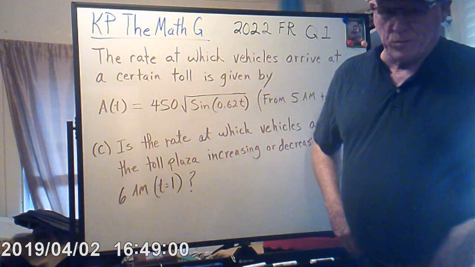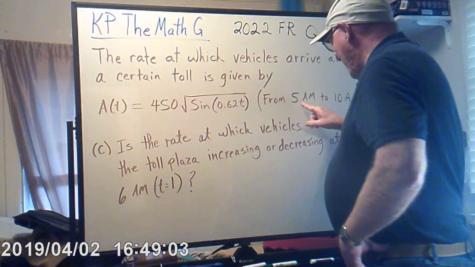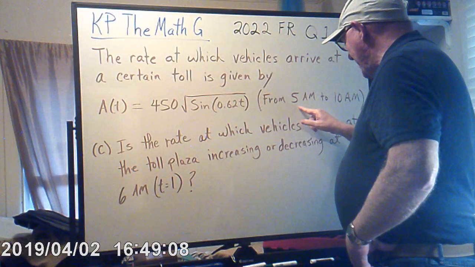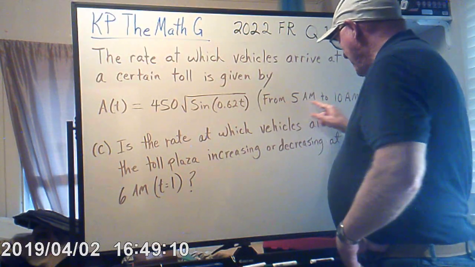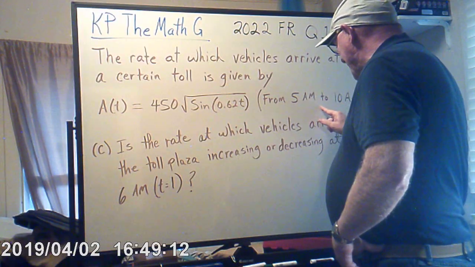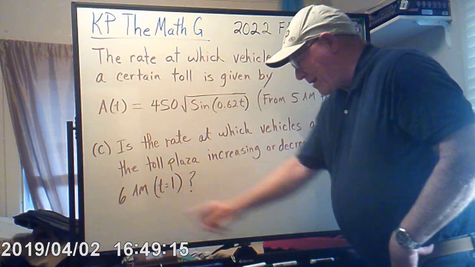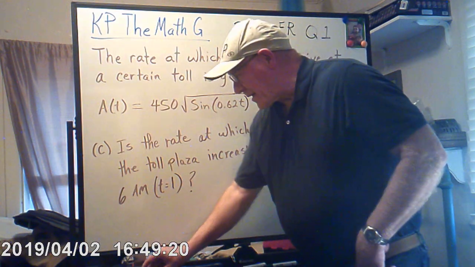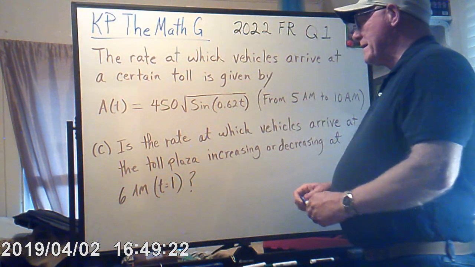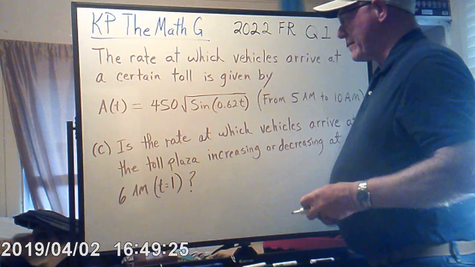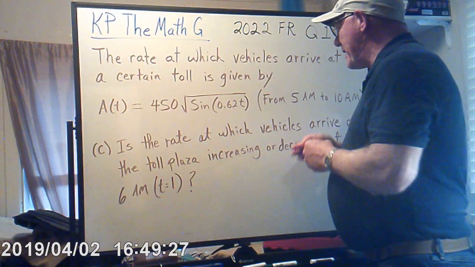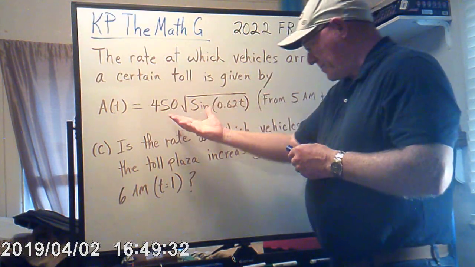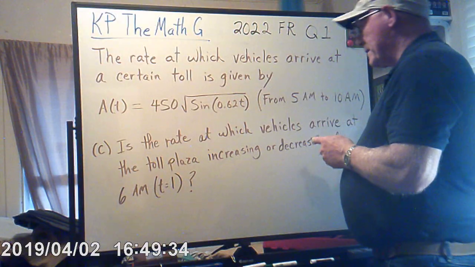Now where did t equals 1 come from? Well, if you look at 5 to 10 a.m., time t is 0 at 5 a.m., and then t is equal to 1 at 6 a.m. So that's where the t equals 1 comes from. Let's look at this problem now. It says the rate. Now this is the rate. It's given by A of t equal to this, right? That is the rate, isn't it?